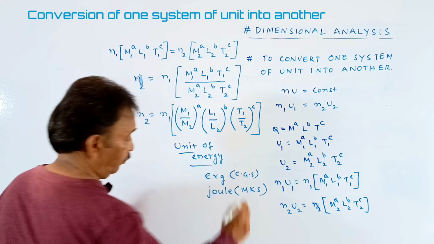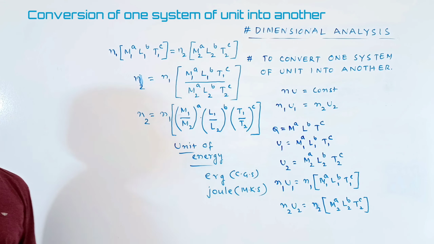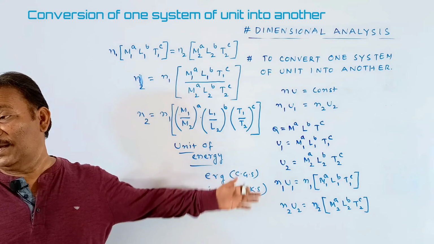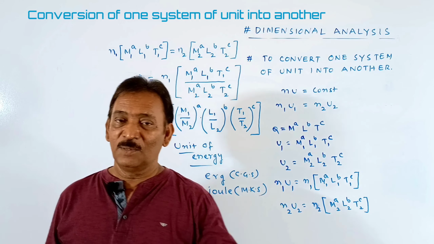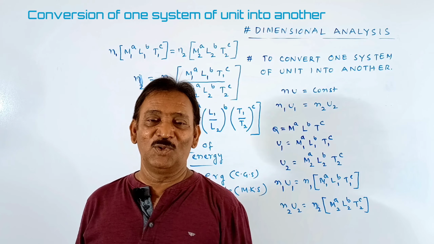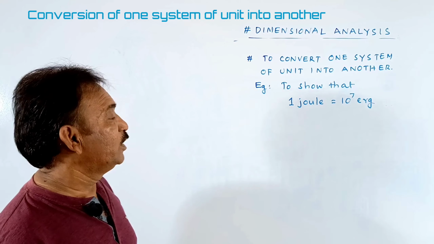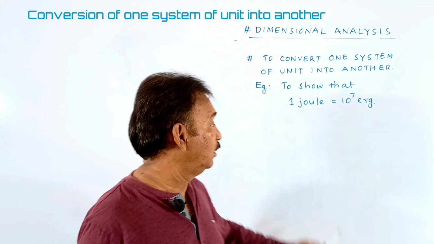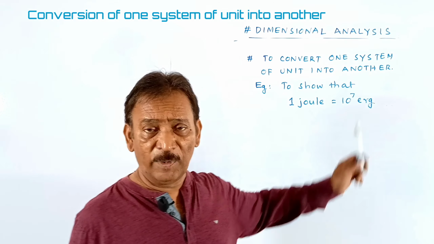Okay, he's asking us how many ergs make a joule, or how many joules make an erg. That means we are converting MKS system into CGS system, and CGS system into MKS system. Okay, students, here we are going to show 1 joule is equal to 10 power of 7 erg. And he will ask you: find 1 joule is equal to how many erg?